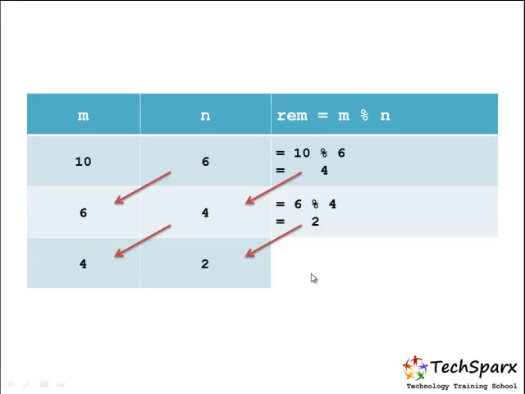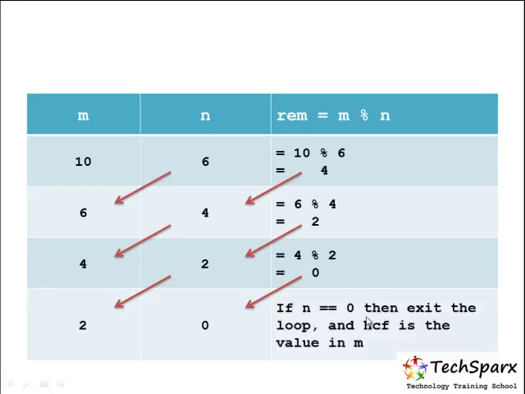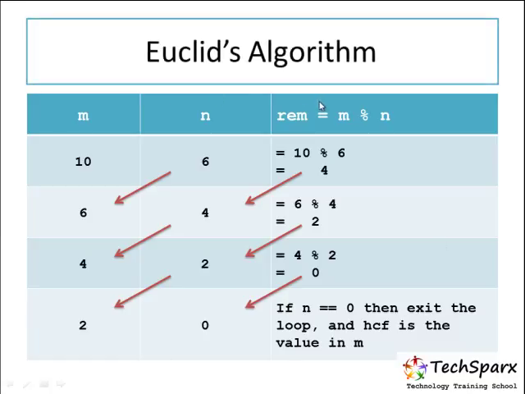So what is my first step? m mod n. What is my m? 4. What is my n? 2. So 4 modulus 2 will give you 0. 2 2s are 4, remainder is 0. What is my second step? Move the value of n in m. And what is my third step? Move the value of rem in n. So if you notice, our n has become 0. Whenever n becomes 0, you need to stop, and whatever is the value of m is our HCF. If n equal to 0, then exit the loop, and HCF is the value in m. And this algorithm is called Euclid's algorithm.